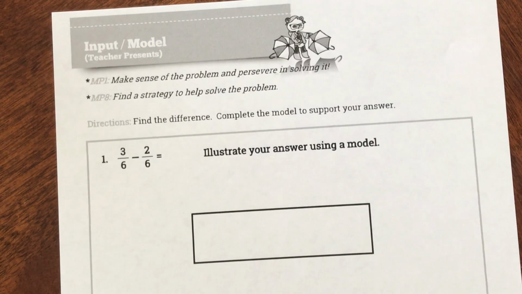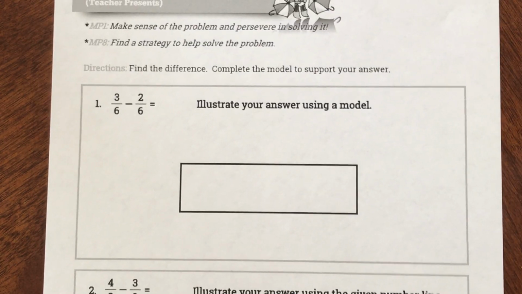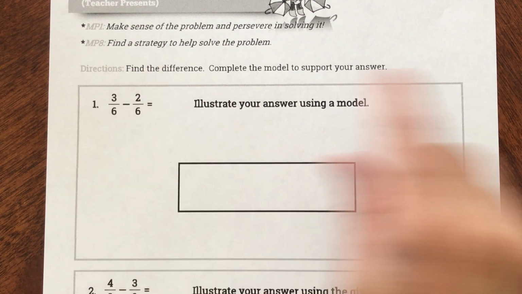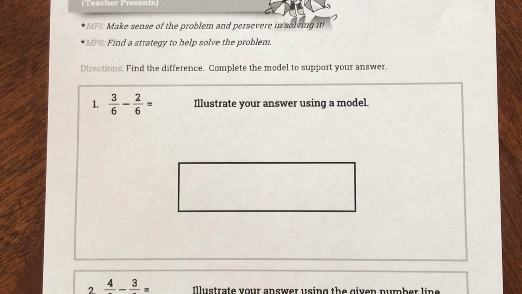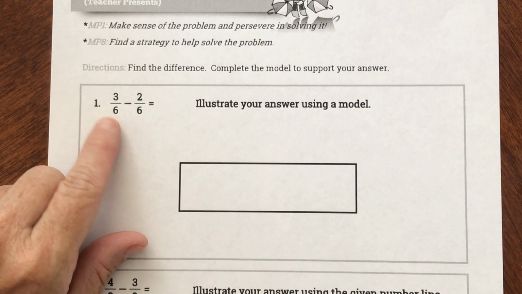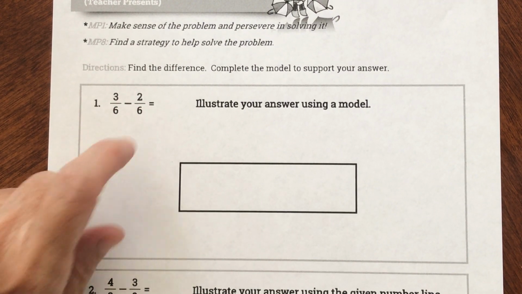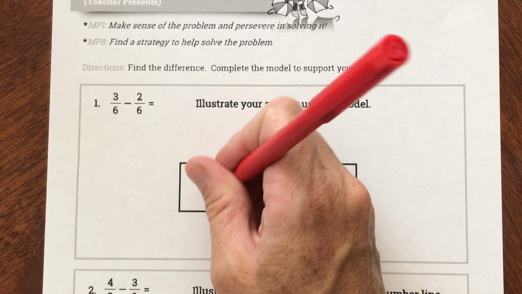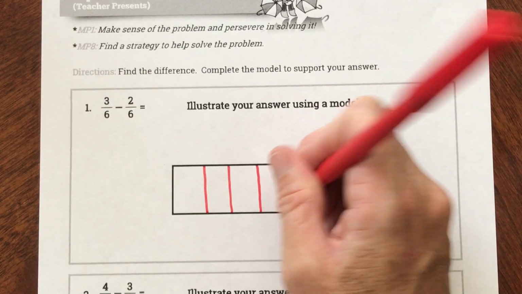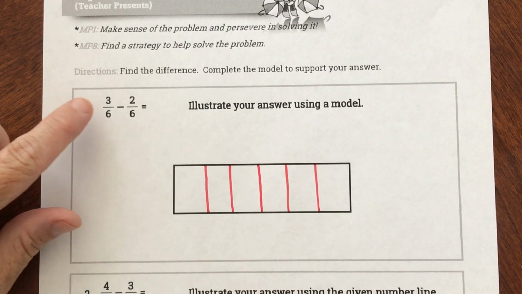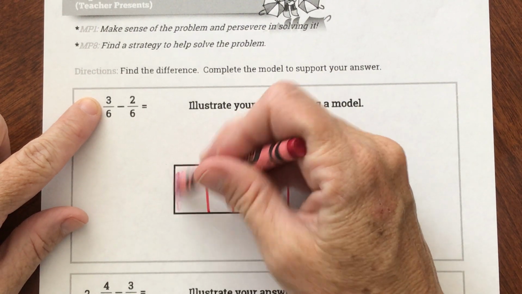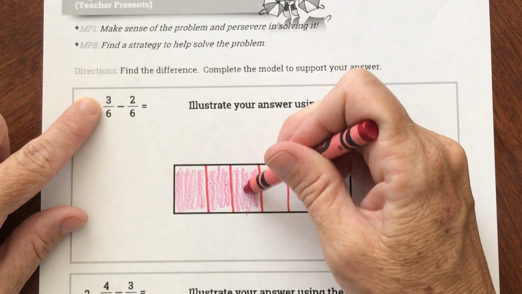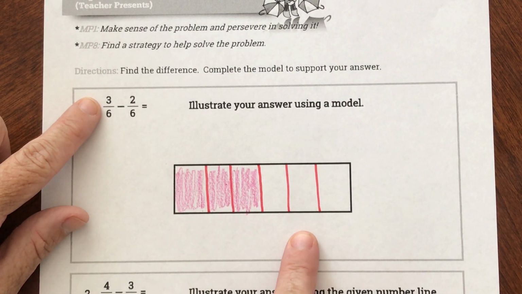Here is my first problem, and notice there's only one visual model because I'm not going to represent both of them. I'm just going to represent the minuend. So what do I have? I have 3/6. That's what this means. I have 3/6, and I'm going to take away 2/6. So the 6 tells me I have to partition my whole into 6 parts. The 3 tells me I have 3 of them. So I have 1, 2, 3. So I have 3 of the 6 parts.